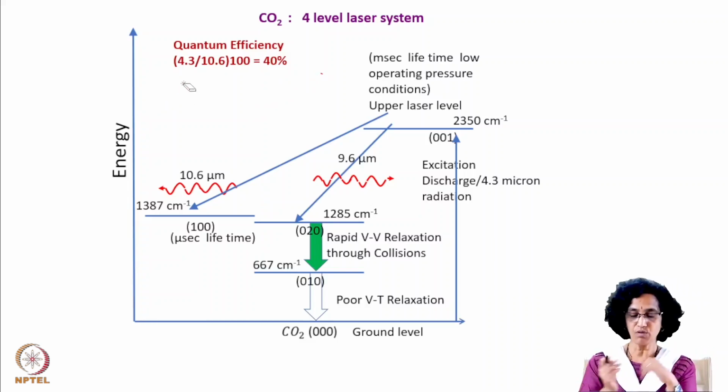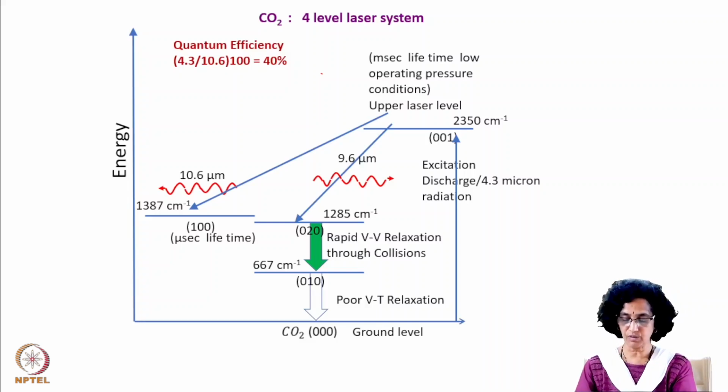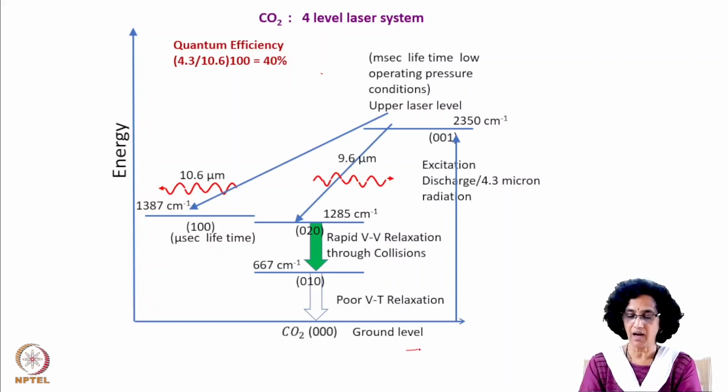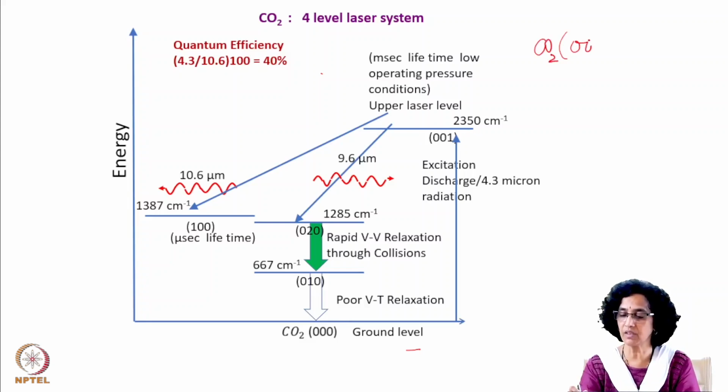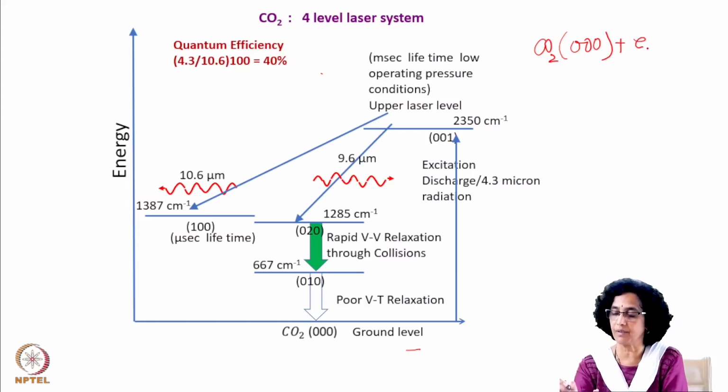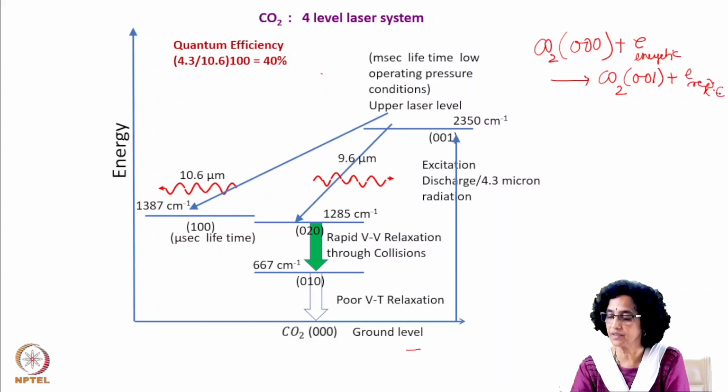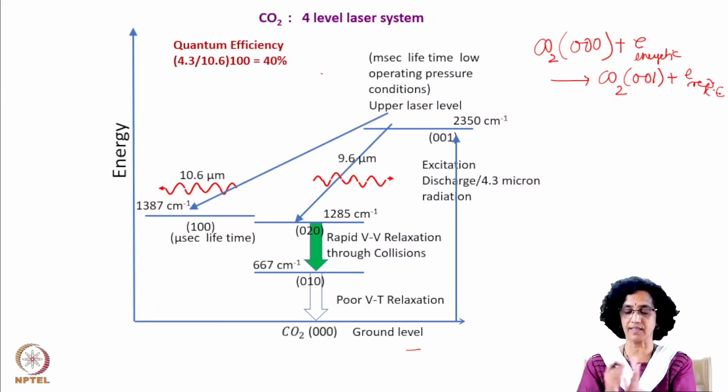Yeah. So in the discharge, the molecules from the ground level are excited to the upper laser level. So we have CO2 from the ground level colliding with the electrons which are energetic, and this takes them to the upper level, that is 0, 0, 1, and this electron will be of a reduced kinetic energy. Okay. So this is the method of excitation.